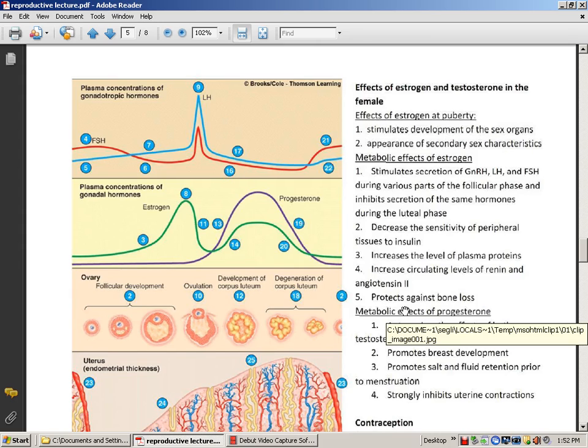And then number 5, protects against bone loss. So estrogen keeps her bones dense. And then at menopause, when this goes away, she doesn't have that.